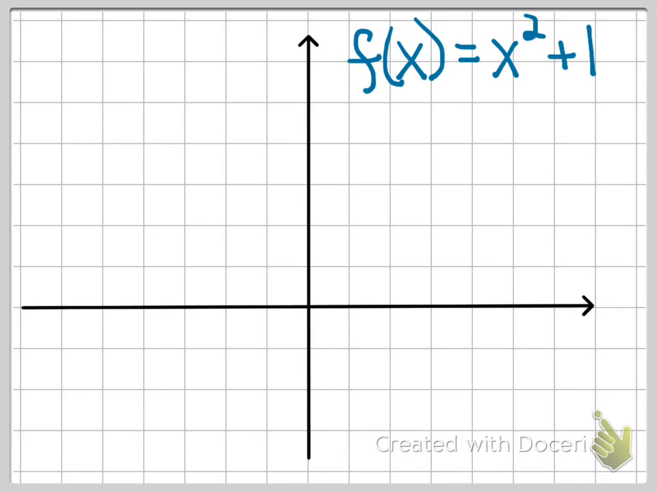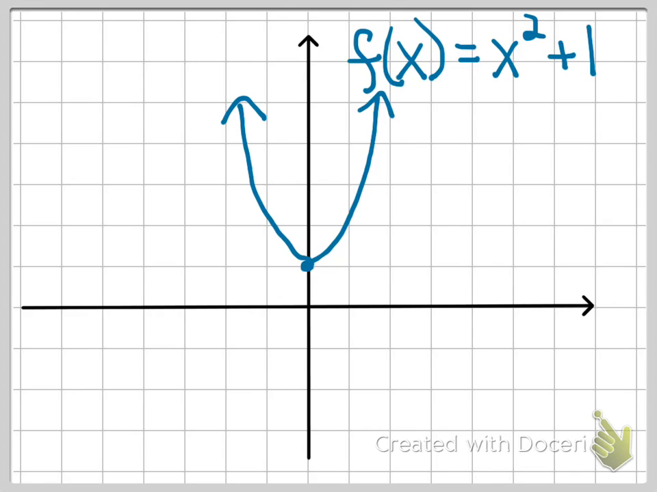If I were to graph this function, before I do anything about solving, I'm not even going to do an xy table, I'm just going to go ahead and graph this. We know that this is going to be a parabola, and it's going to open upward because the x squared is positive. And then this plus 1 means it's shifted up 1. So this parabola is going to look a little something like this. Okay, so that's the graph of the parabola.